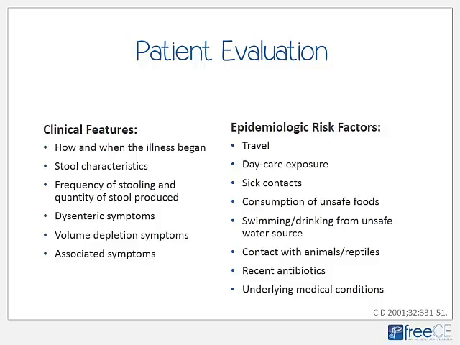Recent antibiotics, and this gets to thinking about Clostridium difficile diarrhea. And then underlying medical conditions really helps us in terms of thinking, are they immunocompromised? Are we going down the persistent diarrhea cause? And if they're immunocompromised, it leads us to think about things a little bit differently than if they're immunocompetent.